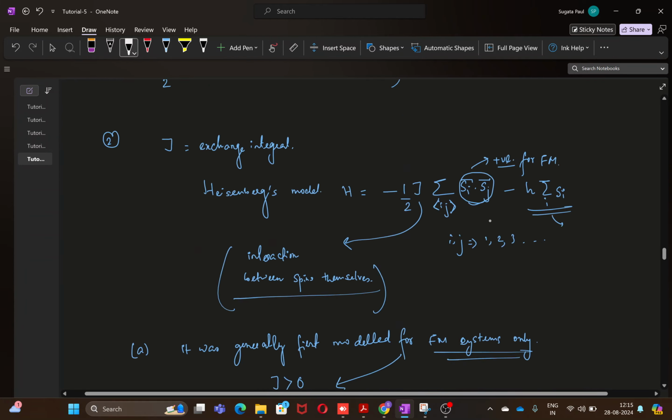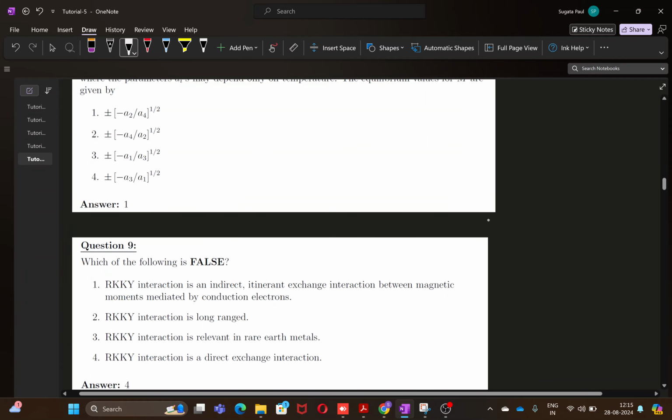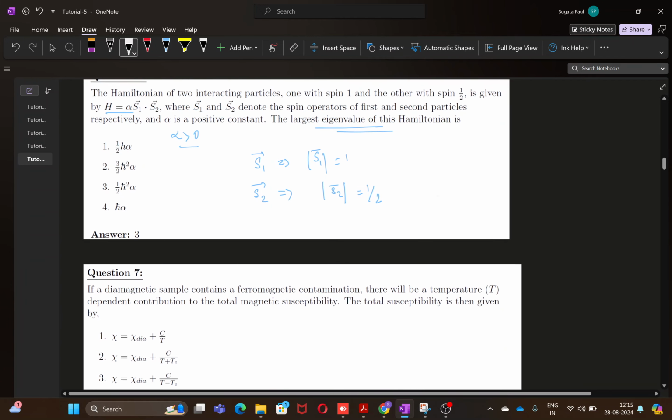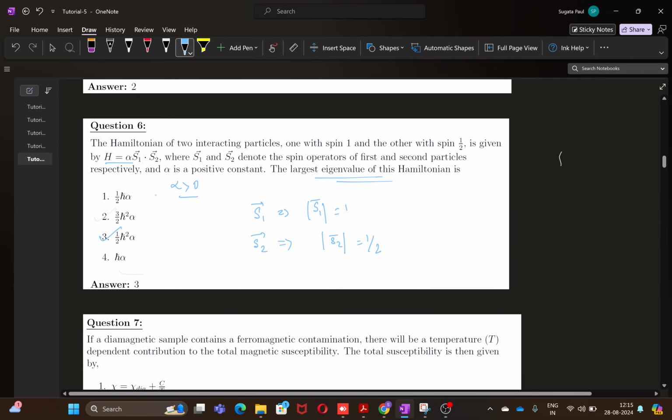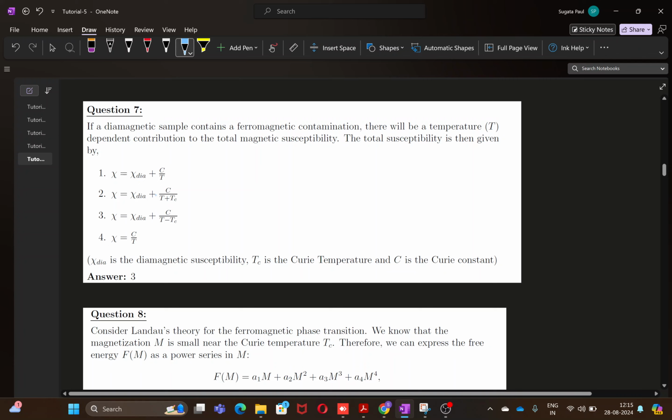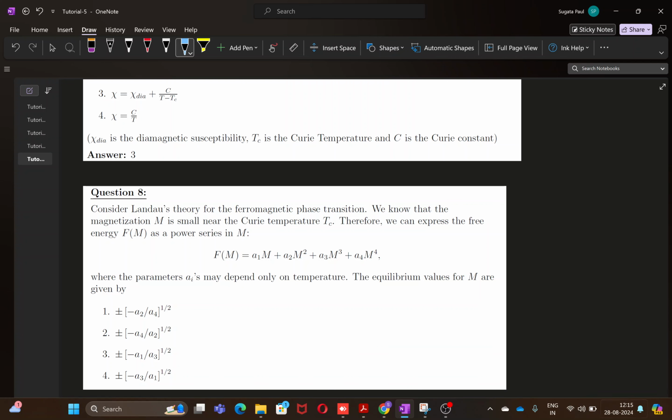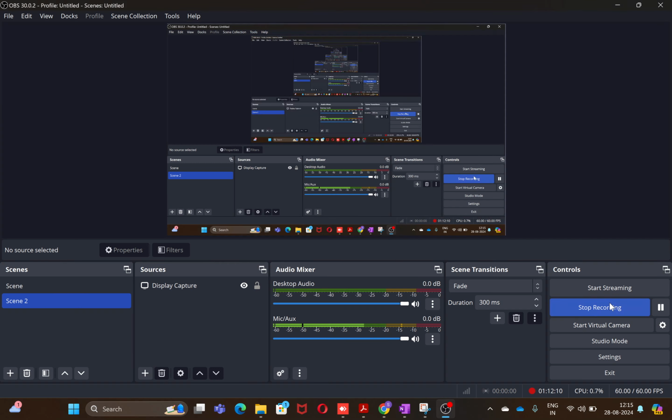So let us check whether we got the answer or not. Yes, so the option is correct, that you have also got. So this is your answer. So option number 3 is the answer for question number 6. And then mostly what we are left with are not analytical problems, but mostly explanatory or conceptual problems.